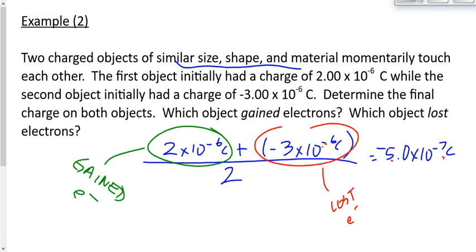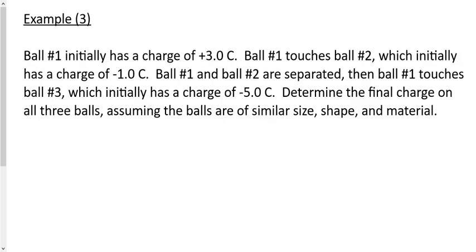And the very last thing, example number 3, which is on that handout as well, says ball number 1 has a charge of 3. Ball number 1 touches ball number 2, which initially has a charge of minus 1. Then ball number 1 and 2 are separated, and then ball number 1 touches ball 3, which has a charge of minus 5. What's the final charge on all 3 of them, assuming the balls are all equal size, similar shape, and similar material? So that whole similar size, similar shape, similar material, basically identical objects. That means that we can trust that they're going to balance out when they touch each other, right? That's normally what's going to happen in this type of question here.